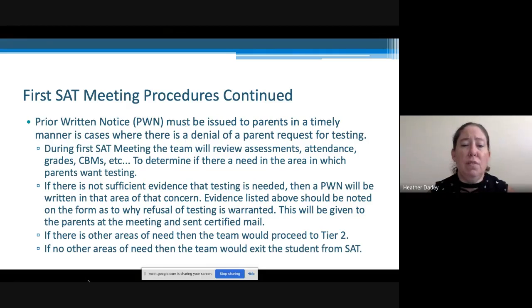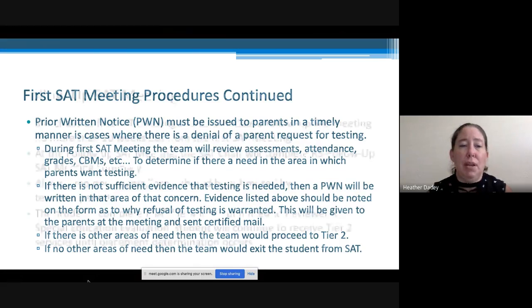If there are other areas of need, the team would proceed to Tier 2, and that would be the time to go ahead and start your Tier 2 interventions. The team would determine what interventions would be appropriate for that student. If no other areas of need, then the team would exit the student from SAT.